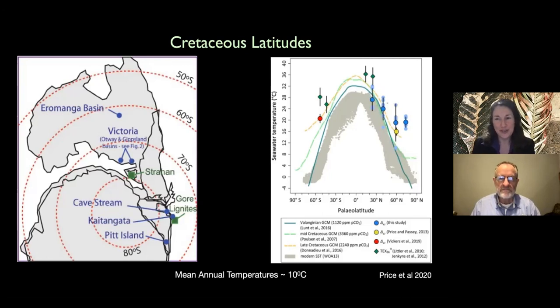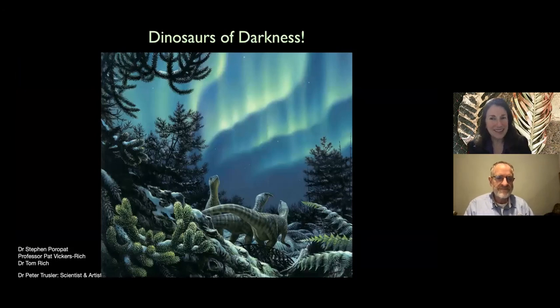So most of the sediments and the floras that we've looked at from the Cretaceous here in Southeast Australia, situated quite close to the poles at that time, showing a mean annual temperature around 10 degrees, much, much warmer than today. But then if it's so high latitude, what we're seeing today is that there's months and months of darkness. So how did these creatures survive?